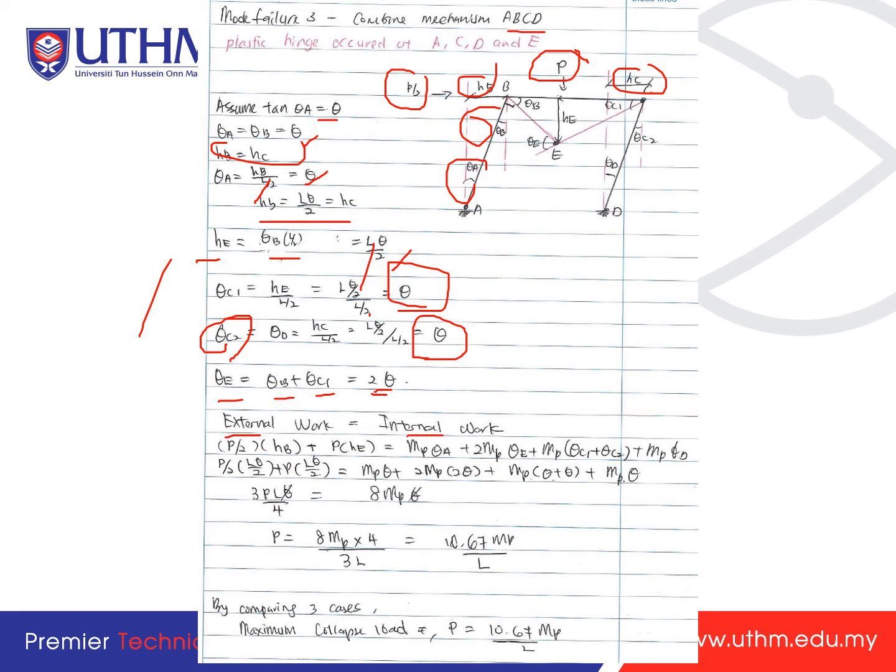Okay. So for the P over 2, you times the HB plus P times the HE. Okay. For the external work is equal to NP theta 1 at A plus 2 NP theta E. Okay. Here is 2 NP. Remember. Okay. So plus NP theta C1 plus theta C2 plus NP theta D. So after you solve this, you will get NP is equal to 10.67 NP theta.